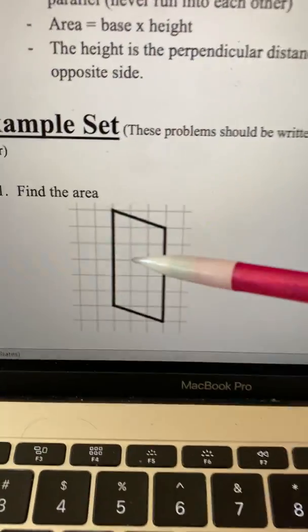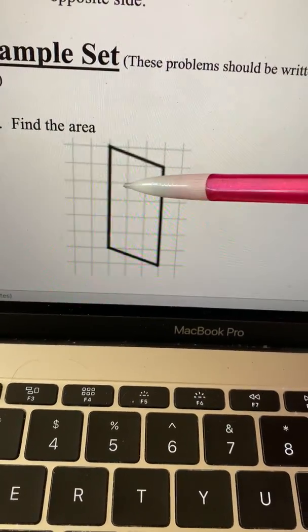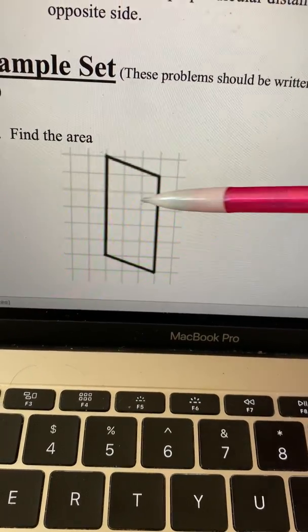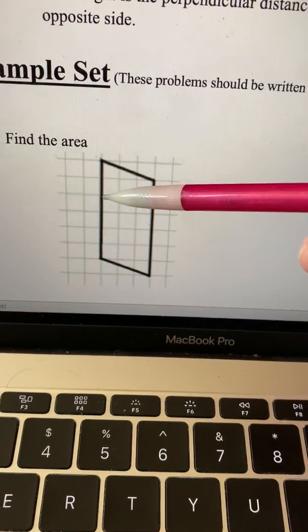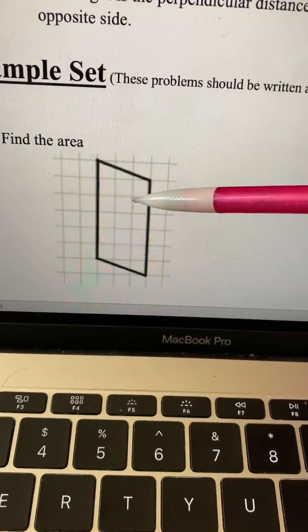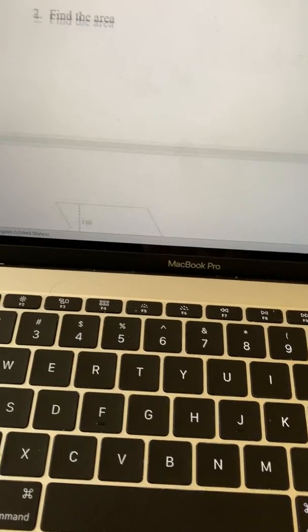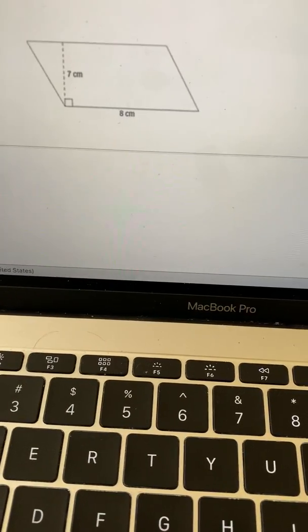Our height then is our distance from this line to the opposite line. I could count here, I could count here, I could count here. I'm going to choose to count right here. 1, 2, 3. So my height is 3, which gives me an area of 18. I'm never going to leave it just as 18. I know that it needs to be 18 units, and that units has to be squared because I'm talking about area.